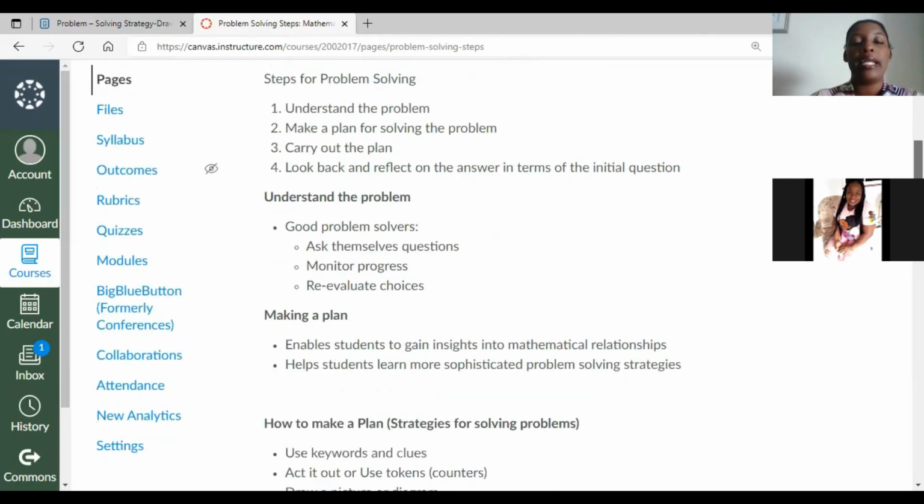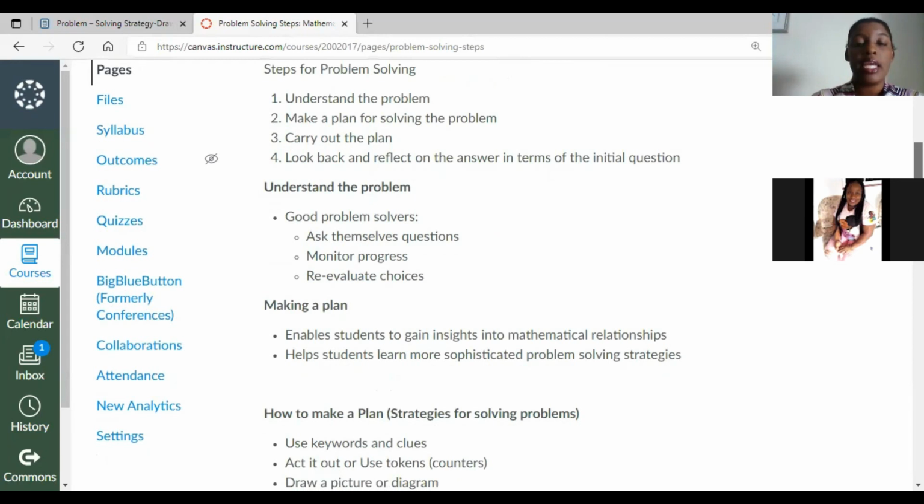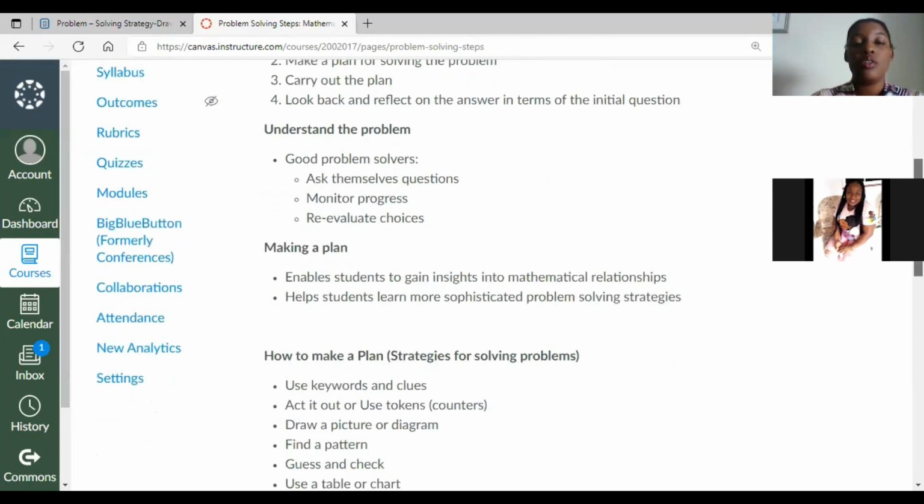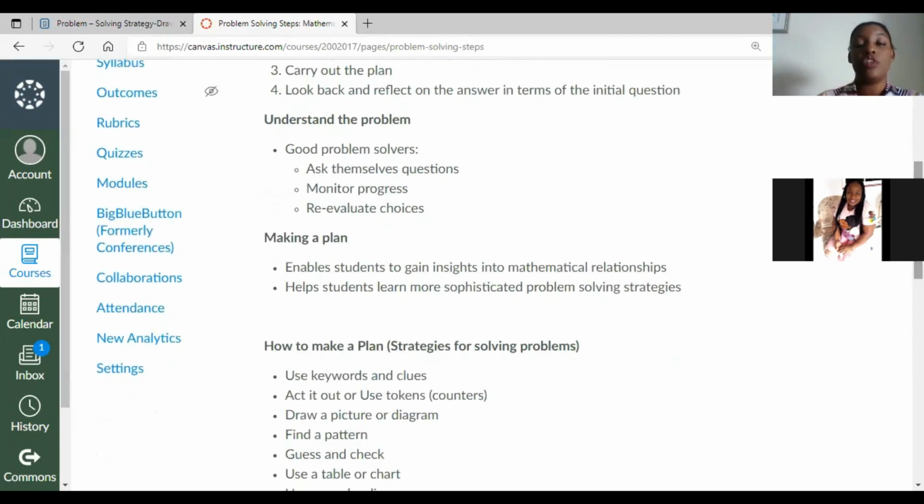When you make a plan, basically you gain an insight into the relationship that mathematics in the classroom has with mathematics in real life, our problem solving in real life. And then we also find sophisticated ways of planning out our problem and devising strategies that we're going to use to solve our problem.